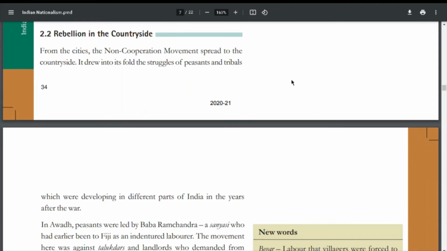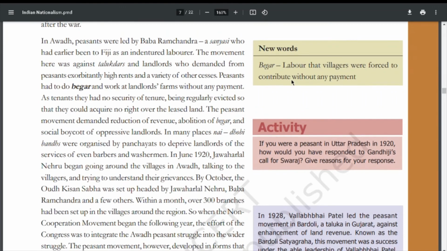2.2 Rebellion in the countryside. From the cities, the non-cooperation movement spread to the countryside. It drew into its fold the struggles of peasants and tribals, which were developing in different parts of India in the years after the war. In Awadh, peasants were led by Baba Ramchandra, a sannyasi who had earlier been to Fiji as an indentured labourer. The movement here was against talukdars and landlords, who demanded from peasants exorbitantly high rents and a variety of other cesses.